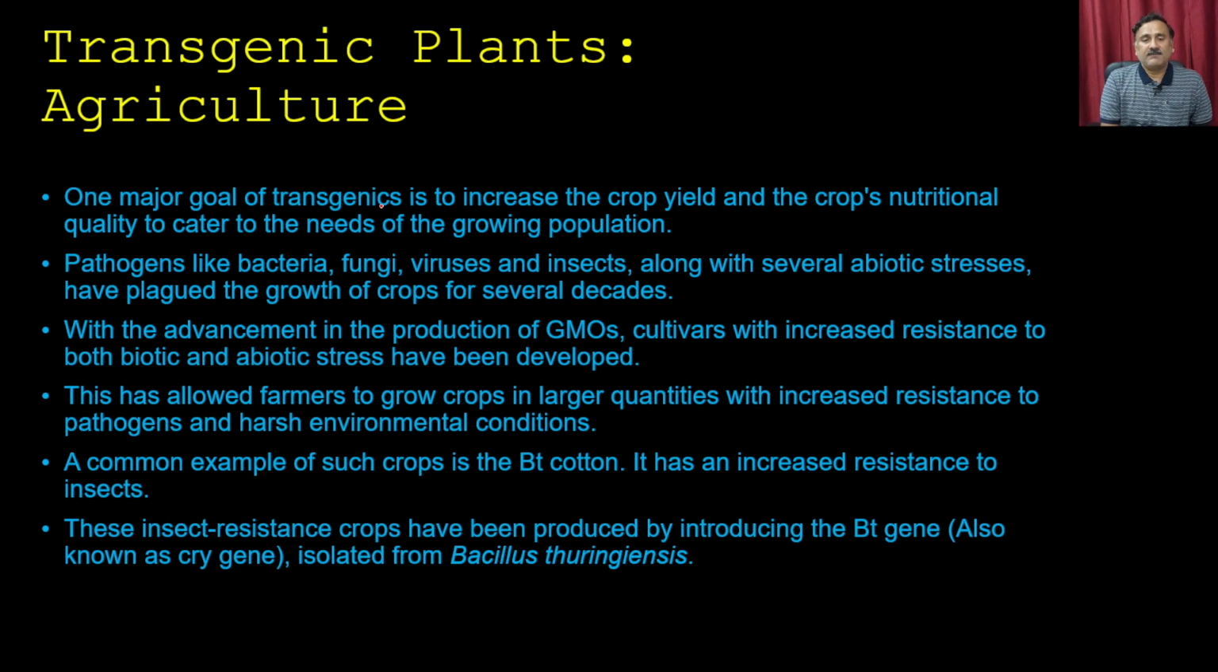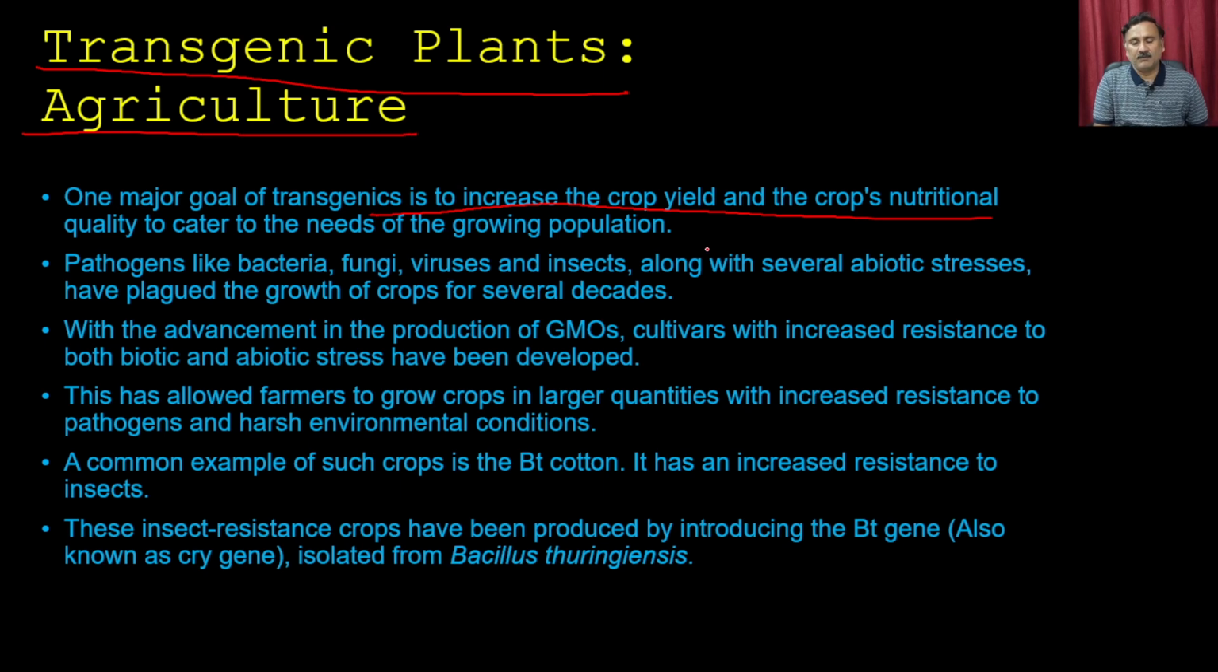One major goal of transgenics is to increase the crop yield. So, what is the role of transgenic plants in agriculture? One of the major areas where transgenic plants are doing well is that they are increasing the crop's nutritional quality to cater to the needs of the growing population. Remember, when we were discussing the introduction, we said how you are going to overcome the food shortage for 9.7 billion people, right?